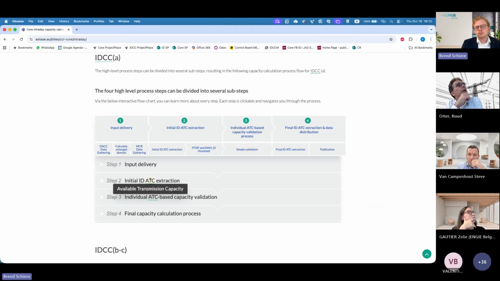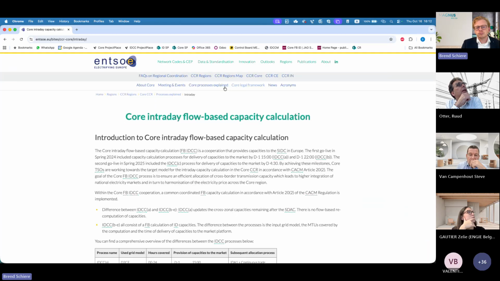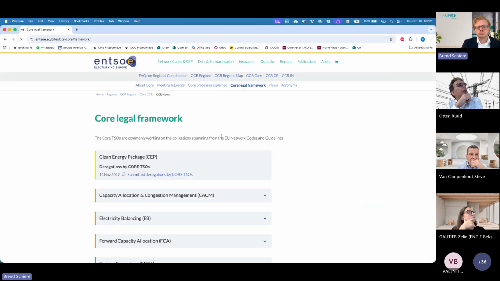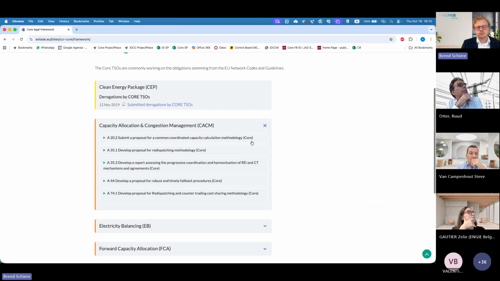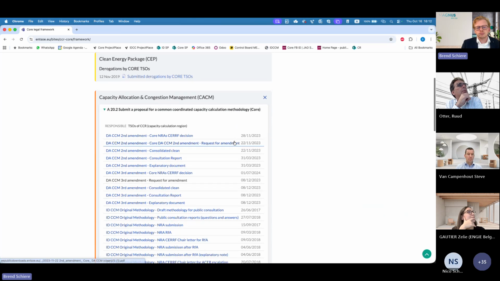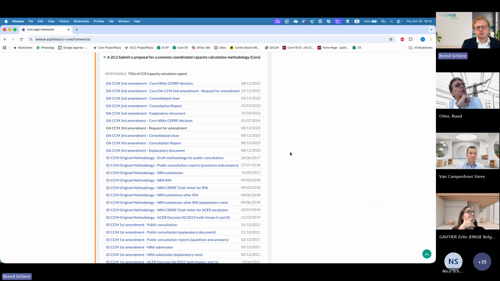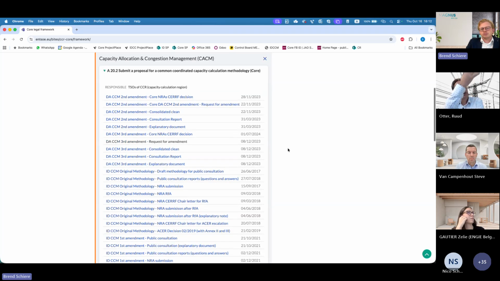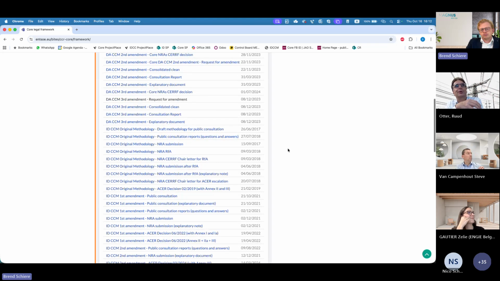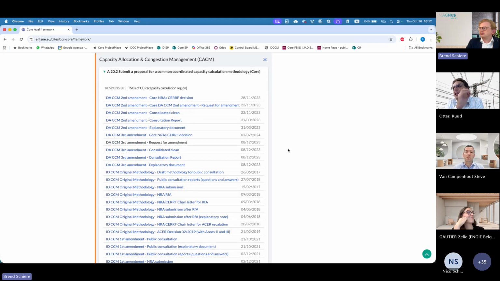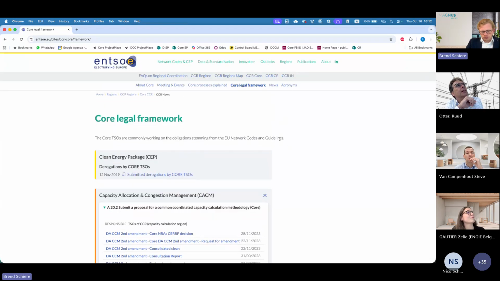Then if you go up again, Brent, we have the Core legal framework. Here we have all the methodologies. Here we still have some work to do, and the work we want to do is to highlight the active documents, the valid documents. This is all the history, but it is also good to see what is valid at this moment in time. So that's still work in progress.